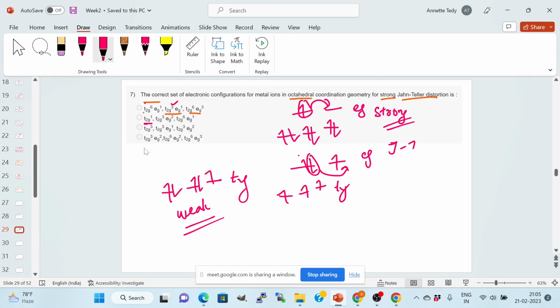So for example, here t2g3 eg2, both t2g and eg are half filled, so there is no Jahn-Teller distortion. Here also t2g is fully filled, eg is half filled, so there is no Jahn-Teller distortion. Here it is possible, but others are not, so this option can't be right. t2g3 is also half filled, so it is not possible. t2g3 eg1 is possible, but since this is not possible, this option is also wrong. And t2g1 is possible, but it is weak Jahn-Teller distortion, so this is also not right. So option 1 is the right answer. I hope it is clear to everyone.